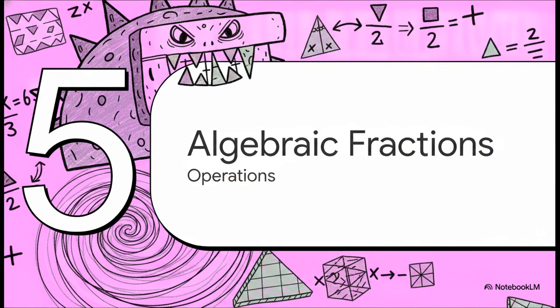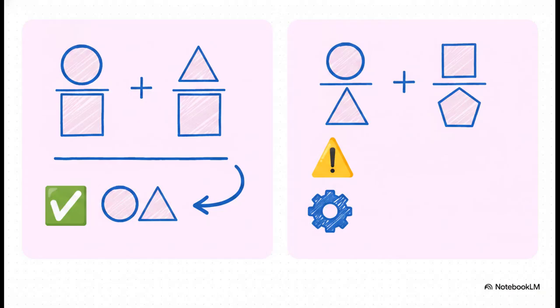Finally, we reach section 5, operating on algebraic fractions, the final boss. This is where we take all those shiny new expansion and factorization skills and apply them. Now, adding and subtracting algebraic fractions follows the exact same rules as regular fractions. If the denominators match, you just simply add or subtract the numerators straight across. No problem. But what happens when our denominators don't match? Well, just like with middle school math, we are completely stuck until we find the lowest common multiple, or LCM, to make those denominators identical before we combine anything.